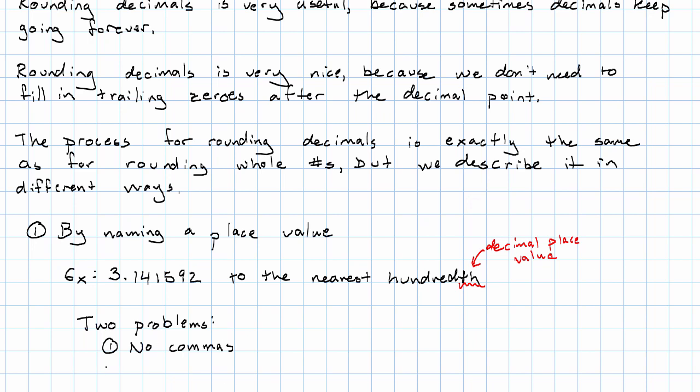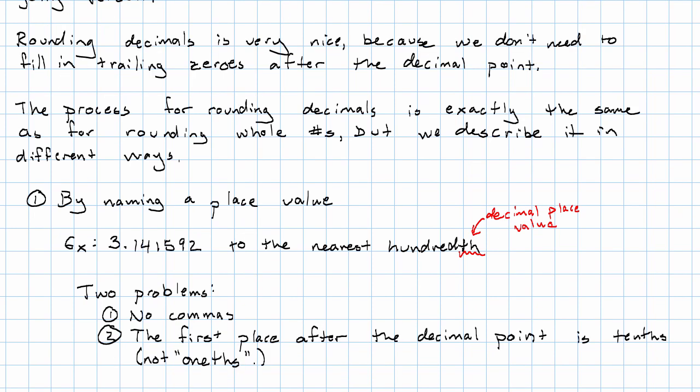The second problem is that there's a little bit of weirdness where the first place after the decimal point is the tenths place, not the oneths place, whatever that would be. There's no such thing. There is no oneths place.